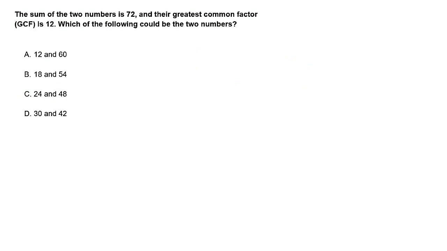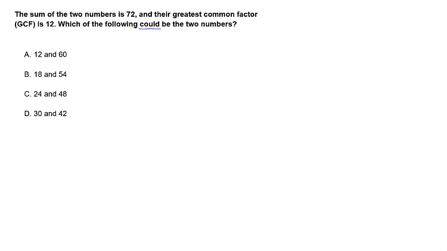The sum of the two numbers is 72, and their greatest common factor is 12. Which of the following could be the two numbers? When we read this carefully, it says, which of the following could be the two numbers? That's an indicator that there might be more than one right answer to the problem. And so what we're looking for is, within the answer sets provided, which one fits.